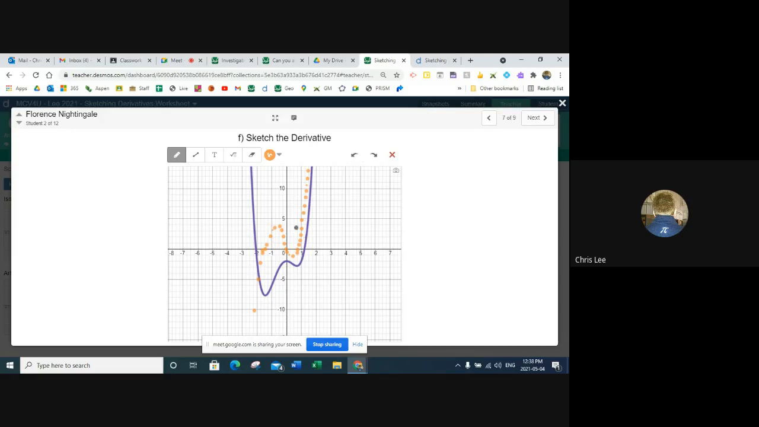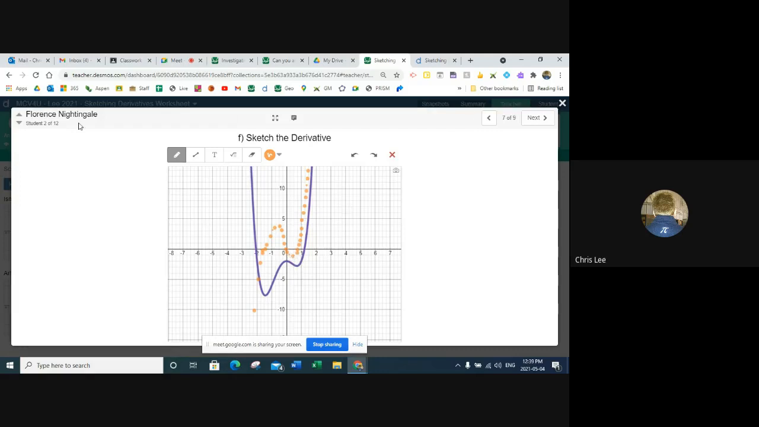I'm okay with whether you get it. I'm okay if you don't get this part perfect or this part perfect. But what I would challenge you on is if you don't have this part of the graph higher than this part of the graph, because this is steeper in the positive direction, so that part's going to be higher, and this one is not as steep in the negative, so it's going to be lower.